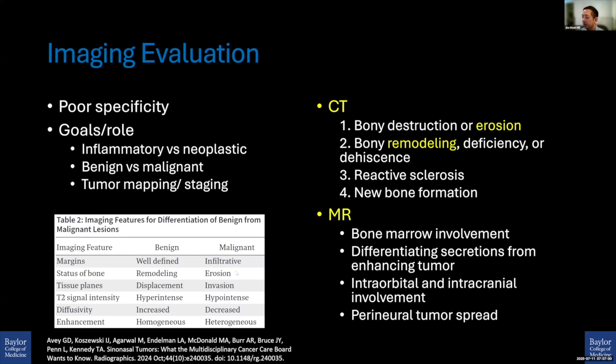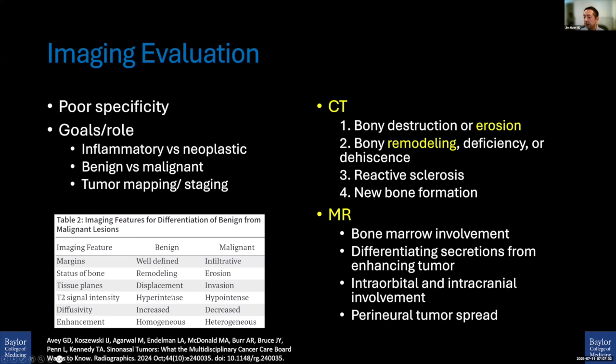This is a nice figure from an article that's very good that came out in Radiographics last year. And here it goes over what I've been talking about, looking at the margins. Benign is going to be more well-defined versus malignant will be infiltrative. Looking at the status of the bone, erosion, malignant, remodeling, benign. Is the lesion you're talking about displacing tissue planes, more benign, versus it's invasive, malignant?